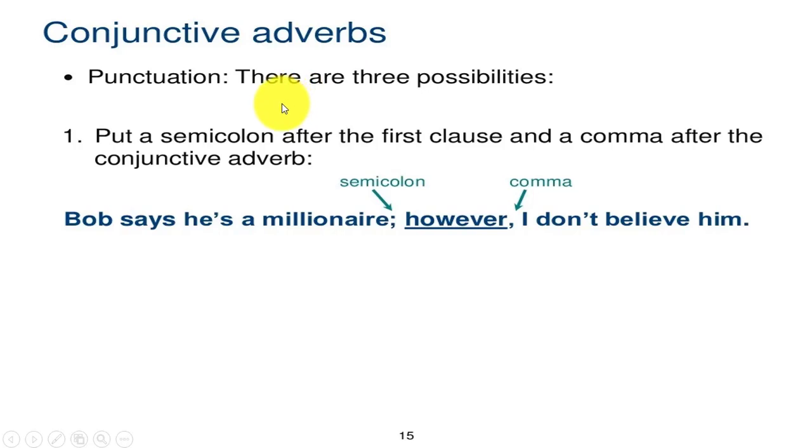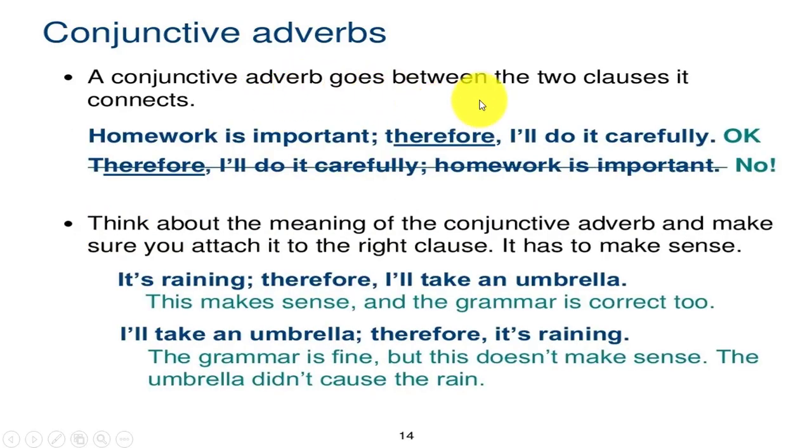A conjunctive adverb goes between the two clauses it connects. The true order: Homework is important. Therefore, I'll do it carefully. Okay. But if we have the conjunctive adverb in the first sentence, Therefore, I will do it carefully. Homework is important. This is a false sentence. Think about the meaning of the conjunctive adverb and make sure you attach it to the right clause. It has to make sense.